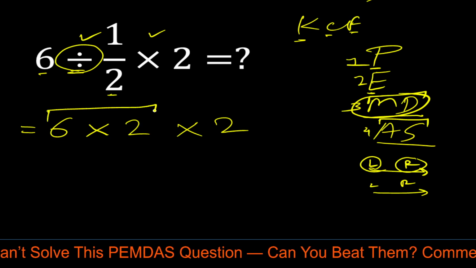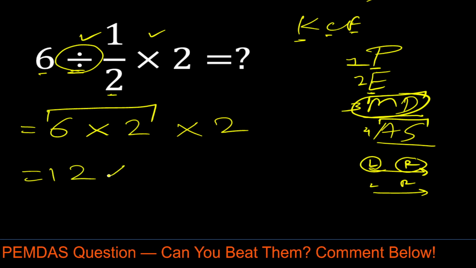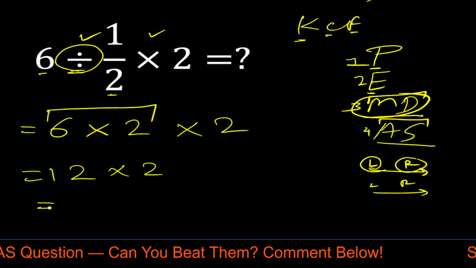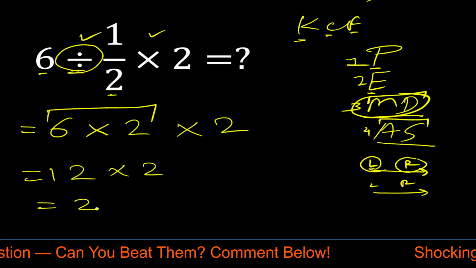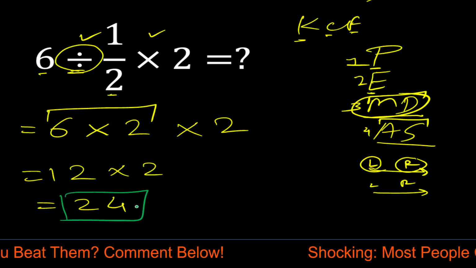So now 6 times 2 is equal to 12, times 2. So now 12 times 2 is equal to 24, right? So the correct answer is 24.